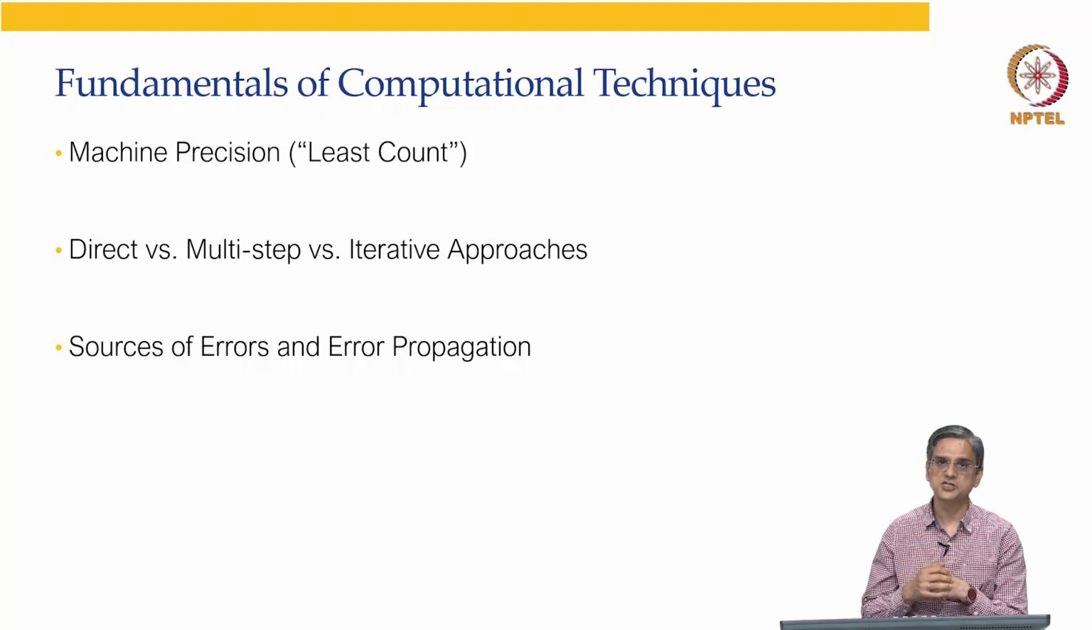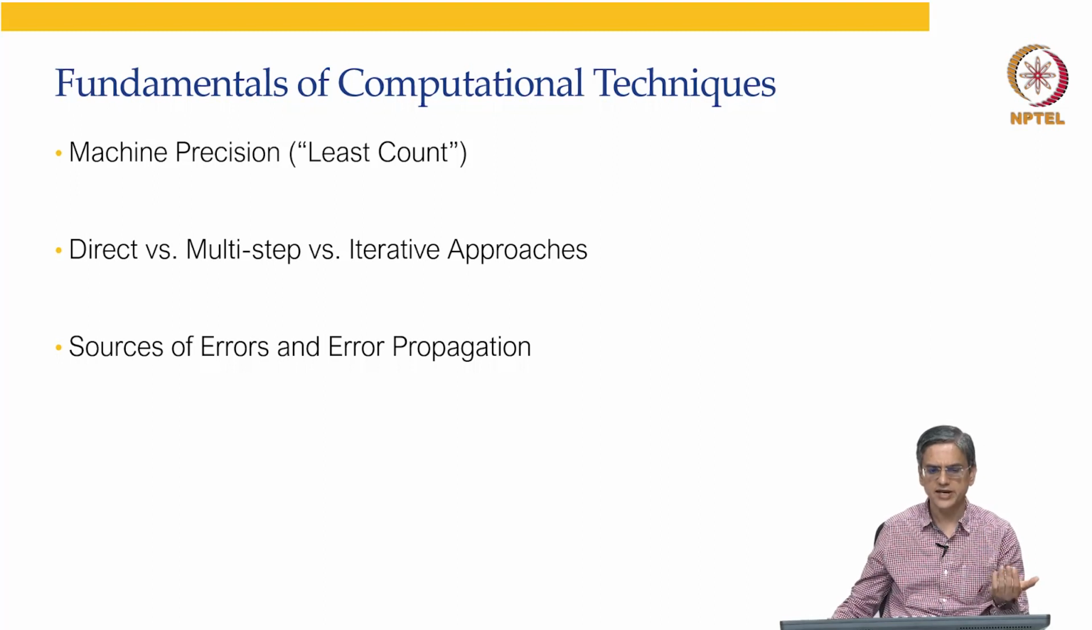We talked about machine precision, which is nothing but the least count of a machine. For Matlab in the current generation machines, that machine precision is 10 to the power minus 16. And what that means, how we can use that, and how it affects the overall error analysis, we saw in the rest of the videos.